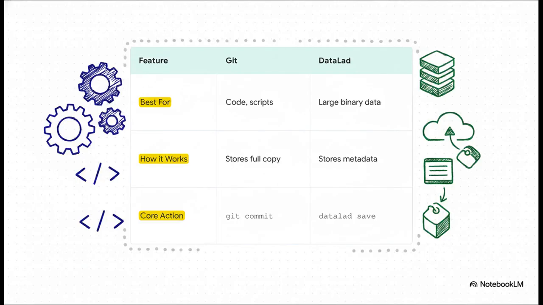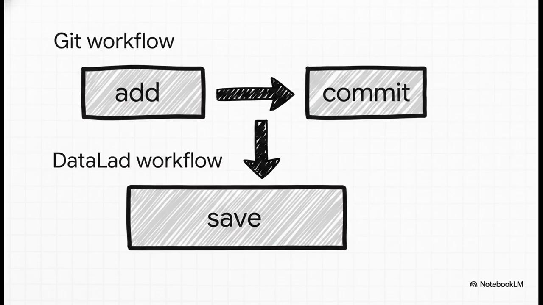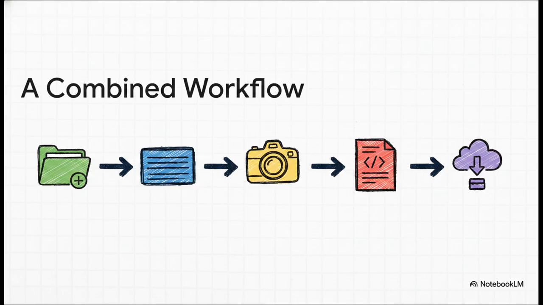So the main takeaway is super simple. Use Git for your code and DataLad for your data. DataLad even makes the workflow easier. The save command combines 2 Git steps into one. So you end up with this really powerful workflow that handles everything in your project.